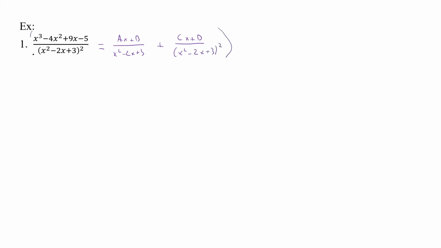All right, so now I have that. So I'm going to multiply by x squared minus 2x plus 3, the quantity squared. So now I'm multiplying those out. I get that first one is x cubed minus 4x squared plus 9x minus 5 equals. Now one of these is going to cancel one of those. So what I'll have is Ax plus, it's just not working there. I'll erase and start over.